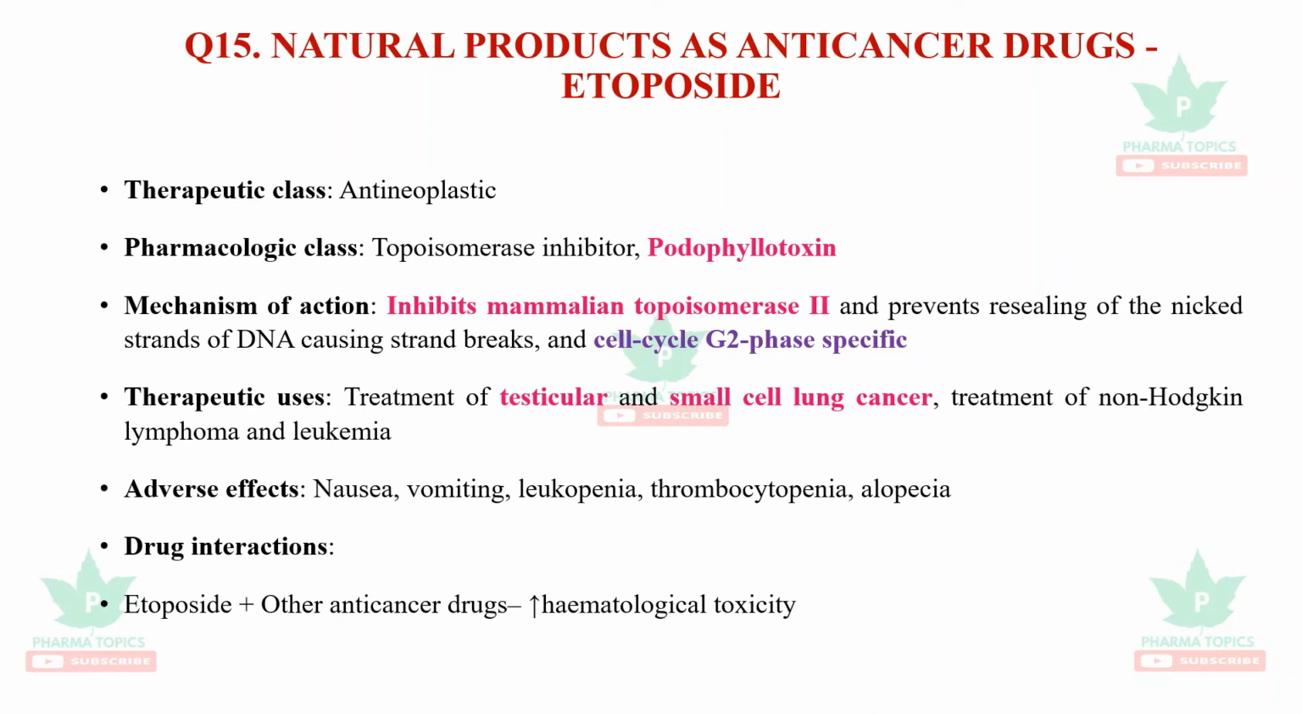Question number 15, a short note on etoposide. It is an epipodophyllotoxin, topoisomerase 2 inhibitor. It prevents resealing of the nicked strands of DNA, causing DNA strand breaks. It is cell cycle G2 phase specific. Used in treatment of testicular and small cell lung cancer, non-Hodgkin's lymphoma and leukemia. Nausea, vomiting, leukopenia, thrombocytopenia and alopecia are its adverse effects. With other anti-cancer drugs, it increases the hematological toxicity.